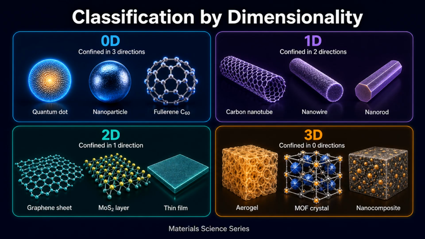Two-dimensional or 2D materials are confined in just one dimension, like graphene sheets and thin films that are atomically thin, but can extend for micrometers or millimeters in the other 2 dimensions. Three-dimensional or 3D nanostructured materials have bulk dimensions, but contain nanoscale features internally, like aerogels and metal-organic frameworks with nanoporous structures.